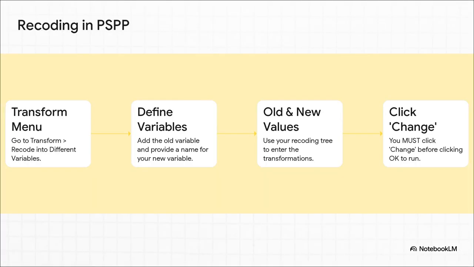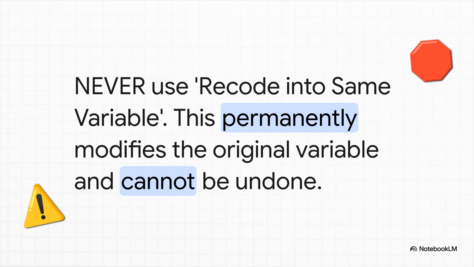And the best part? Actually doing this in PSPP is just a few simple clicks. You're just going to head up to the Transform menu, choose Recode into different variables, and then you literally just tell it what the old values are and what the new values should be. Click Change, and you're golden. It's really that easy.